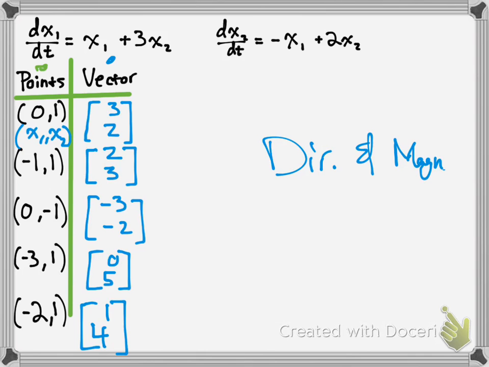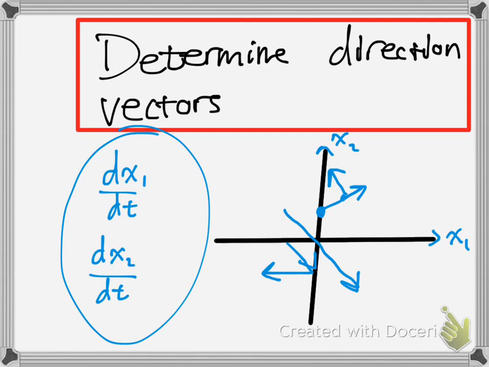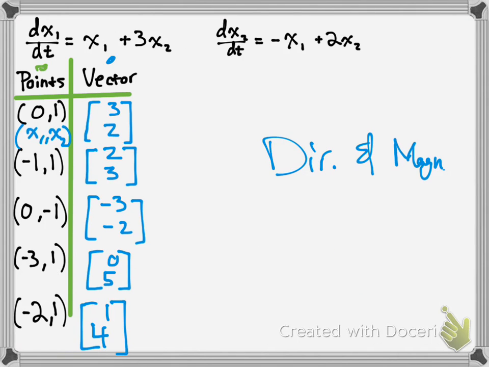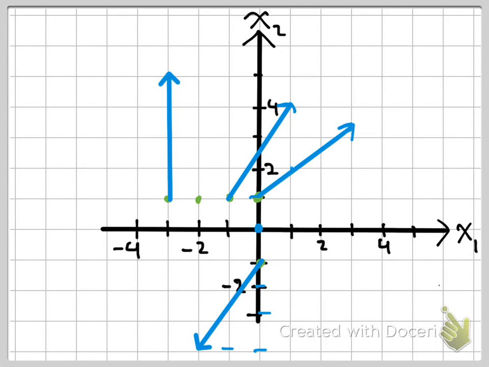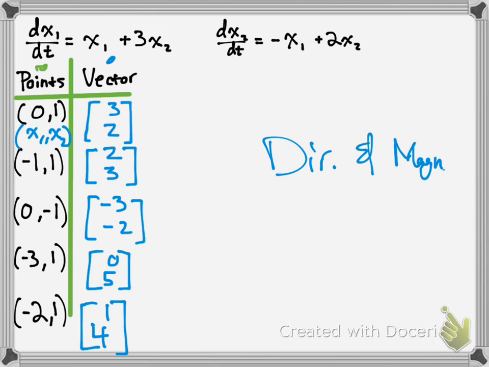Okay, and then we got -2, 1. So we got -2 here and 1, and our vector is 1, 4. So we move 1 this way and 4 this way. So that means 4 would actually be up here. So our vector would be here to there. Boom. Check it out.